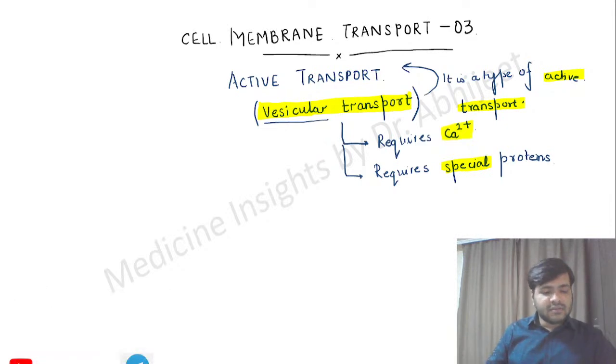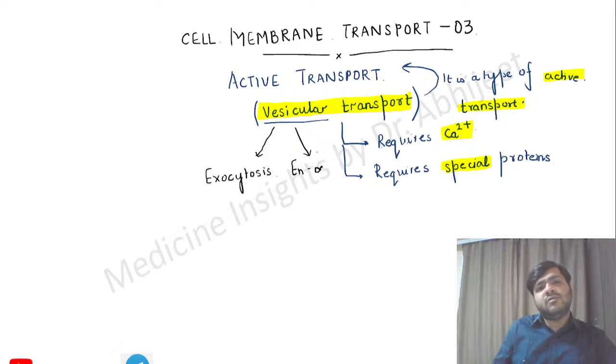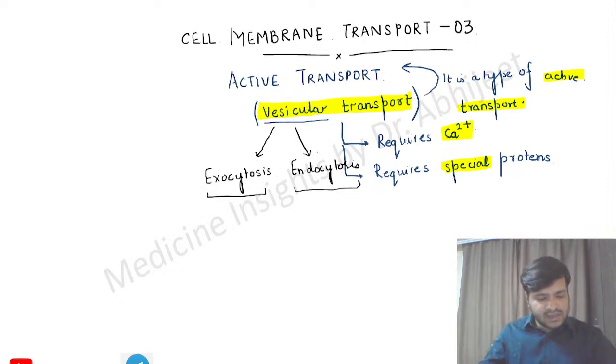Now remember, guys, that vesicular transport is basically of two types: exocytosis and endocytosis. We will be discussing each of these terms in detail.